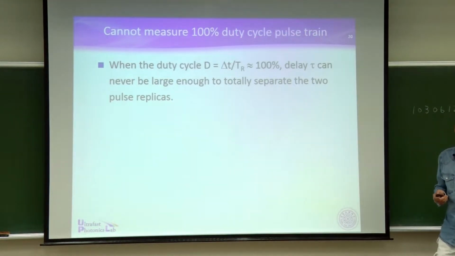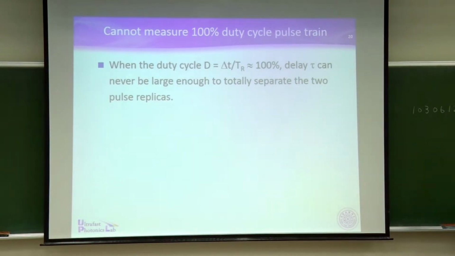train. Okay, so I need to explain what is 100% duty cycle. In lesson 1, we have known the definition of duty cycle. Big D equals delta T over TR. Delta T is single pulse width. TR means repetition period, the pulse-to-pulse spacing. And the ratio is called the duty cycle. And what does that mean if duty cycle is almost 100%?